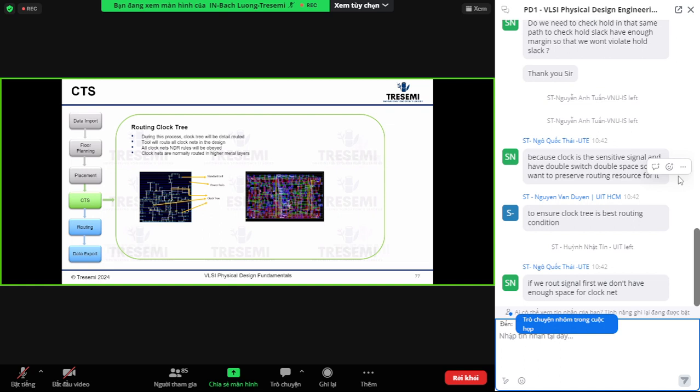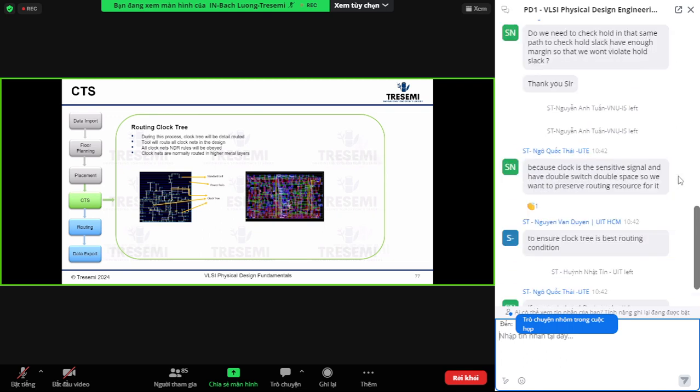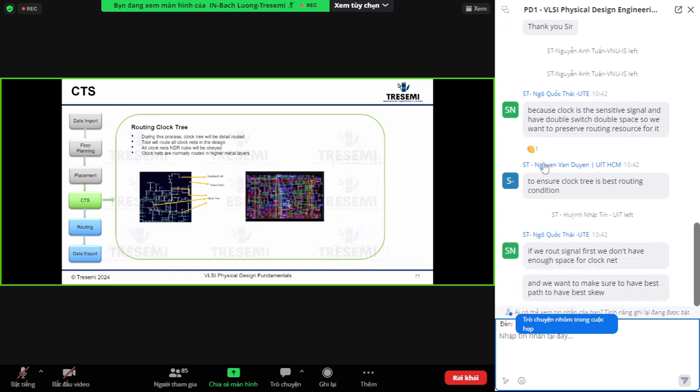So like I say, because the clock is a sensitive signal and has double width, double space, we want to reserve routing resource for it to ensure the clock tree is in the best routing condition. That's right. We want it to route with the best chance it can, without detour. So we want all the tracks available for it to route first. If we route the signals first, we don't have enough space for the clock nets. We want to make sure it has the best path to have the best skew. That is correct.